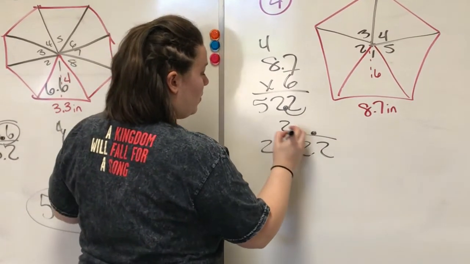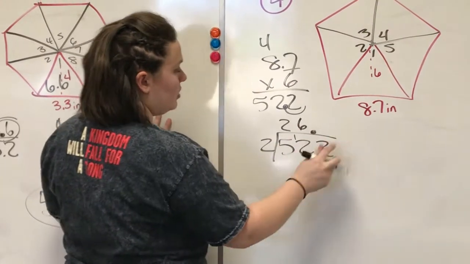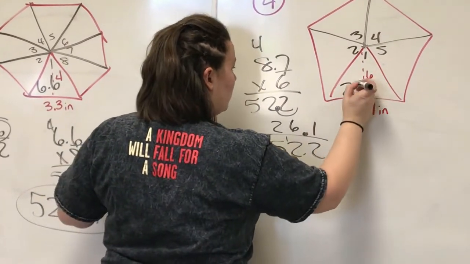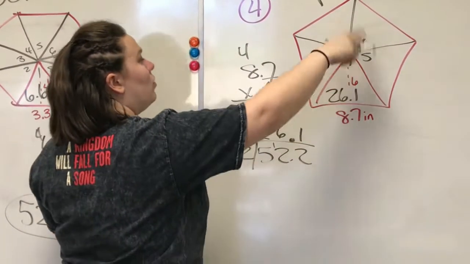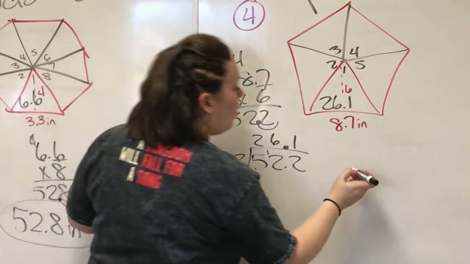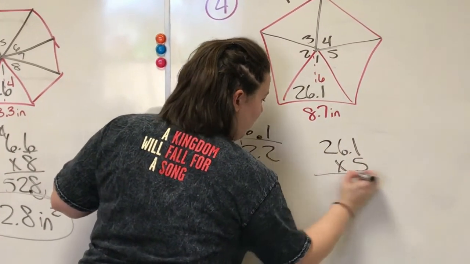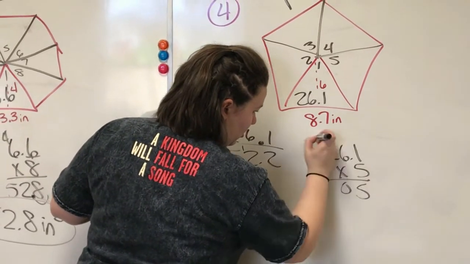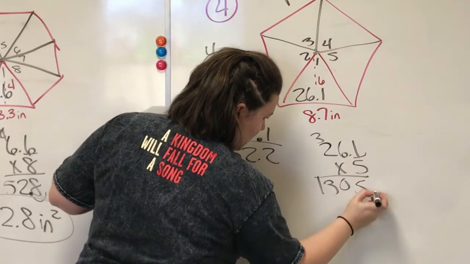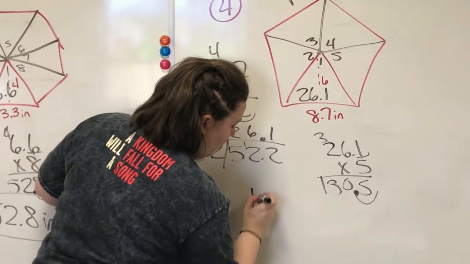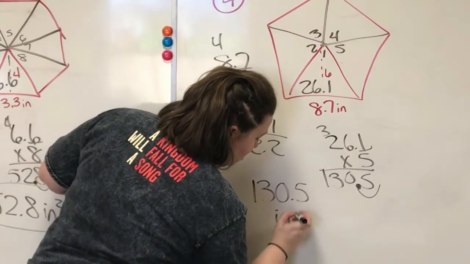2 goes into 5 twice with 1 left over. 2 fits into 12, 6 times. 2 fits into 2, 1 time. 26.1 is the area for that one triangle. We need to find the area for the whole entire pentagon. 26.1 times 5. 30, 13 with 1 decimal place. Move it over 1 time. 130.5 inches squared.